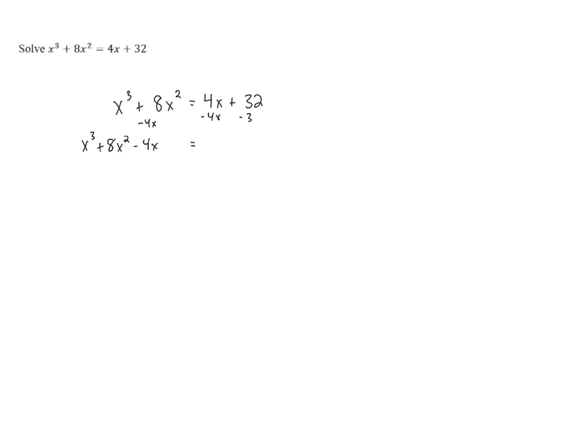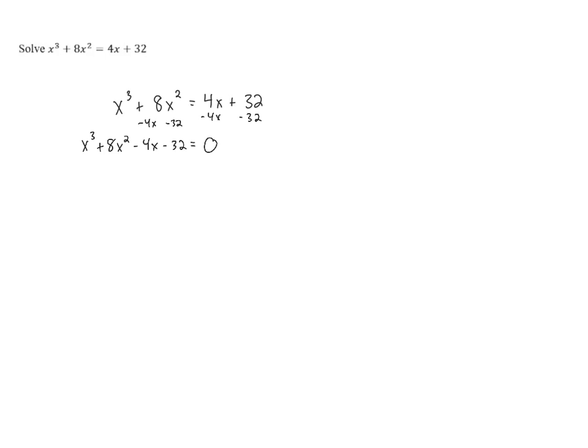And similarly, we can subtract 32 on both sides. That gives us a negative 32 on the left. And on the right, everything's canceled, so we're left with 0. So this gives us x cubed plus 8x squared minus 4x minus 32 equals 0.